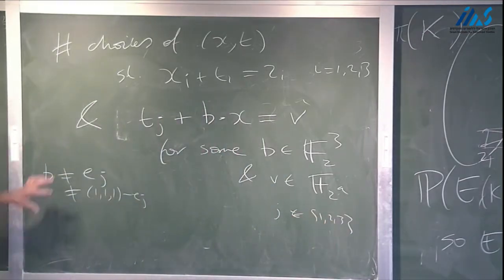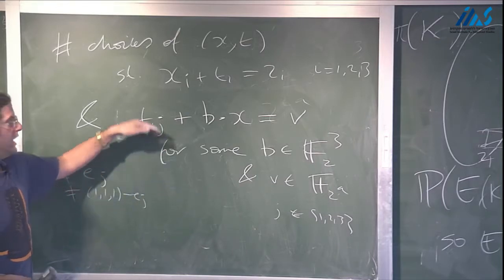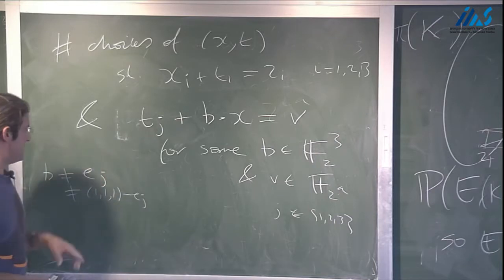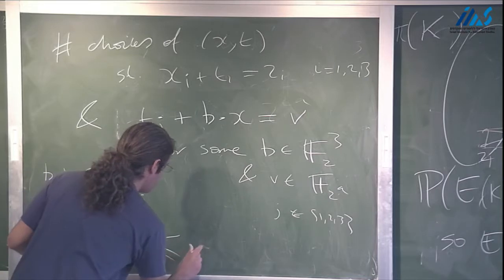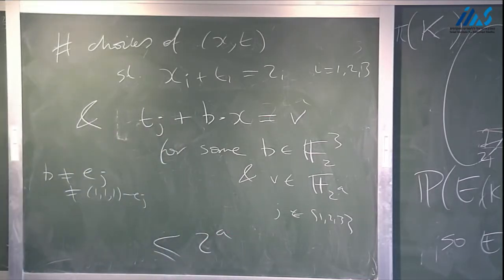Okay, so these are the kinds of things which we need to estimate in order to see what the changes in the Azuma are. And you see this is an additional linear equation which is linearly independent of the others. And so this is at most 2 to the a. So it's a much lower order of magnitude. And so you see that Azuma applies to give concentration.